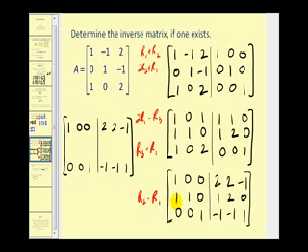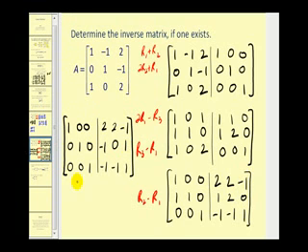And so again, we have row 2 minus row 1, so we have 1 minus 1, that's 0. 1 minus 0, that's 1. 0 minus 0, that's 0. 1 minus 2, that's going to be negative 1. 2 minus 2, that would be 0. And then 0 minus negative 1 becomes a positive 1.